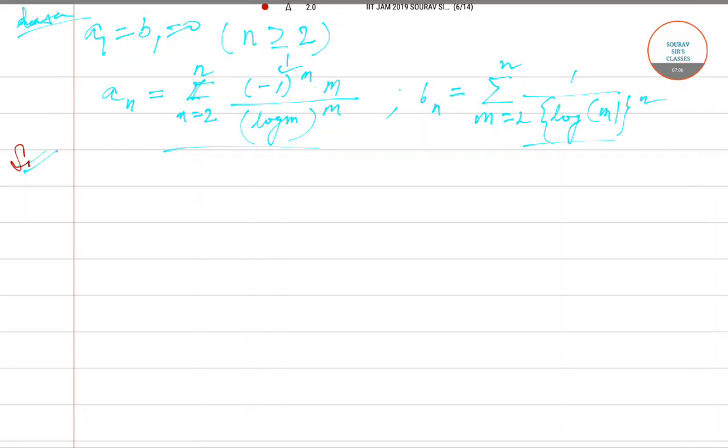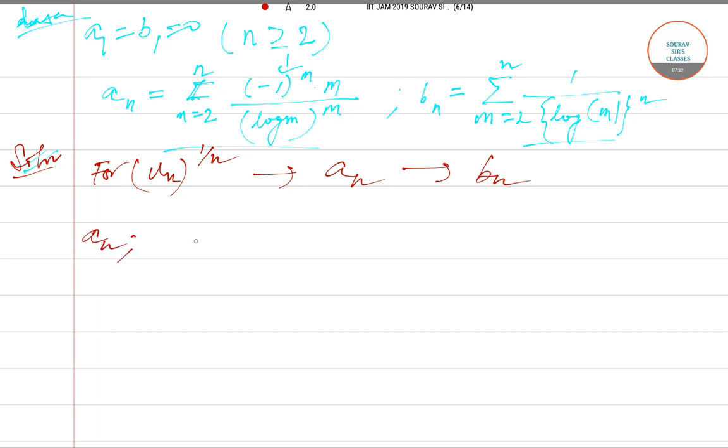So now coming to the solution part. We know that for any sequence we first need to evaluate u n to the power 1 by n. First we will solve this for a n, and then we will solve it for b n. So for a n, let's solve a n to the power 1 by n.